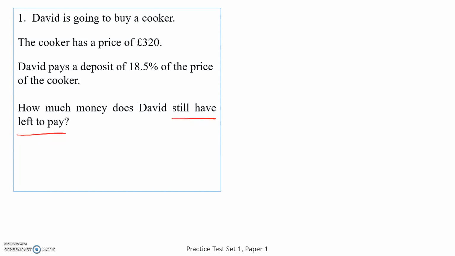We've got to work out how much he's got left to pay after he's paid the deposit. So again, I'd like to try and use the multiplier method. This time, the multiplier is not going to be based on 18.5%. That's what he's already paid. So you need to work out what percentage he's still got left to pay, then convert that into a decimal to use as our multiplier, and then multiply it by the £320. Okay, pause the video, have a go, and then check up.